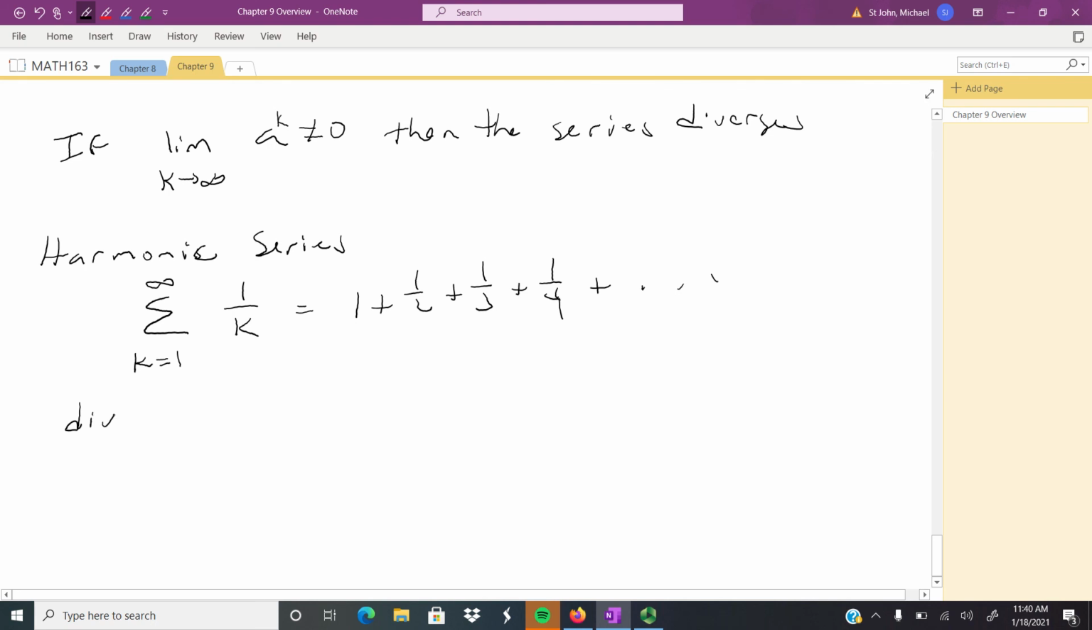It diverges, even though the terms of the series approach 0.